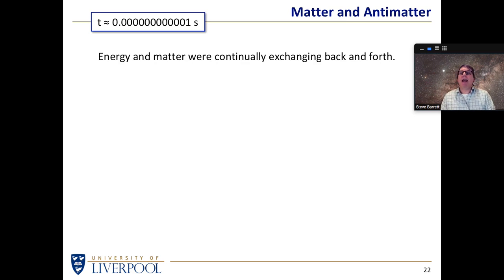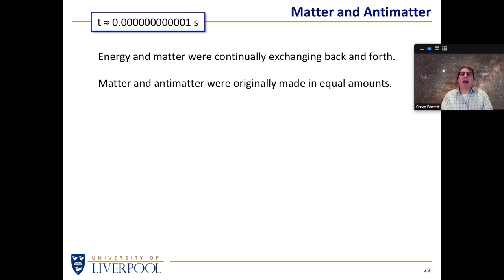So what's going on? Energy and matter are continually exchanging back and forth. We can imagine borrowing energy from nothing. We can also imagine borrowing matter from nothing. They're continuously back and forth, back and forth. Energy makes matter, matter makes energy. As well as making matter, energy will make antimatter. So antimatter is simply the opposite of matter. If we think of an electron being a small body with a negative charge, an anti-electron is essentially the same particle, but it has a positive charge. Every particle has, as it were, a mirror image with the opposite electric charge. And this is what we call antimatter.